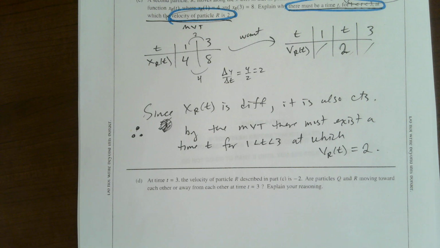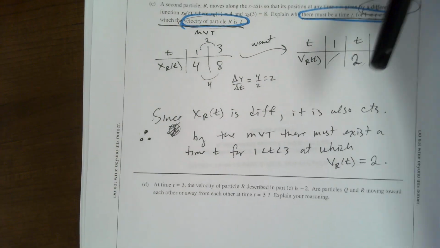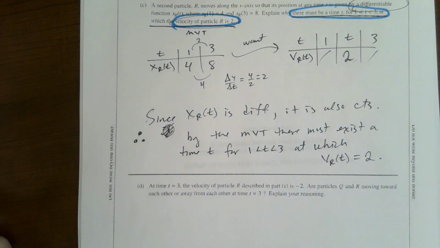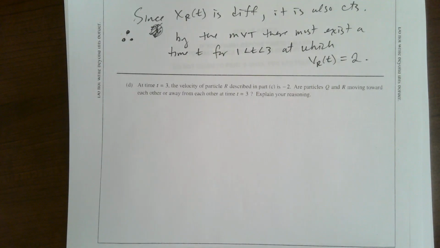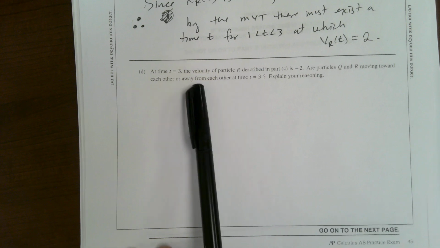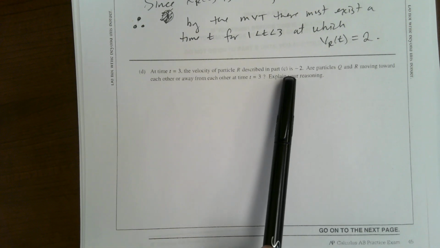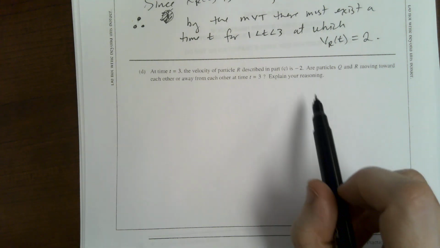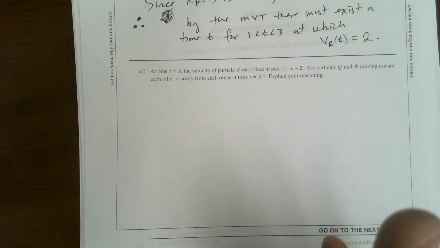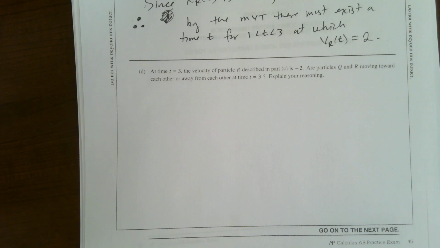Okay, so there it is, guys. Now, how much would that get? 2 points. Okay. So 2 points there. Okay, now this. So at time t equals 3, the velocity of particle R described in part C is -2. Are particles Q and R moving toward each other or away from each other at time t equals 3? Explain your reasoning.